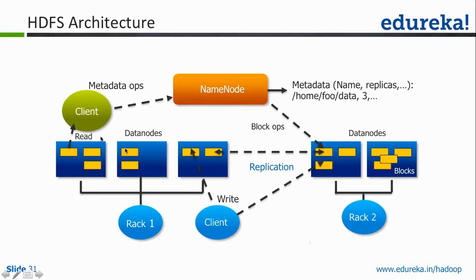If you have to read or write data, you will first talk to the name node, find out the availability of that data if you want to read it, or find out the availability of space if you want to write it. Then the name node will tell you, okay, this is where you can go ahead and read it, or this is where you can go ahead and write it. Then the client will go ahead and read or write from that particular location.